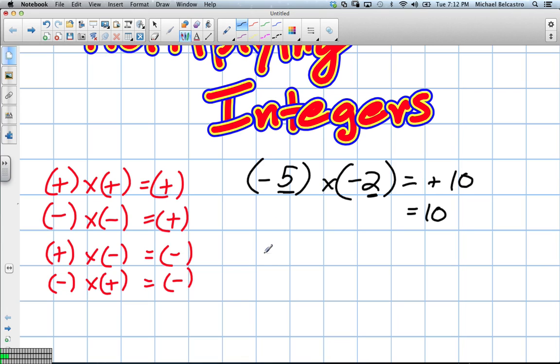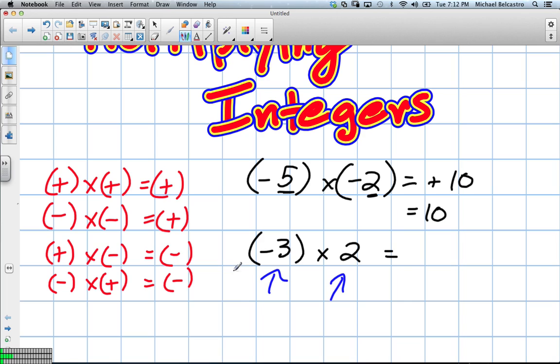Let's say we do now the number negative 3 multiplied by 2. What integers are we dealing with here? Negative and positive. That's right, a negative times a positive. So what kind of answer are we going to get? A negative answer. So we end up with a negative, and we just look at the two terms, 3 and 2, so we get 6. So negative 6 as our answer.